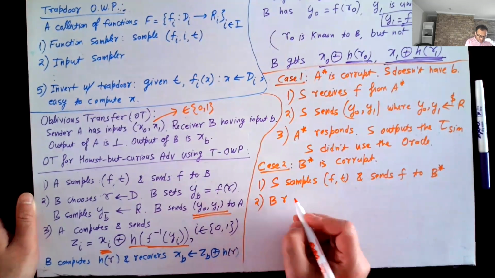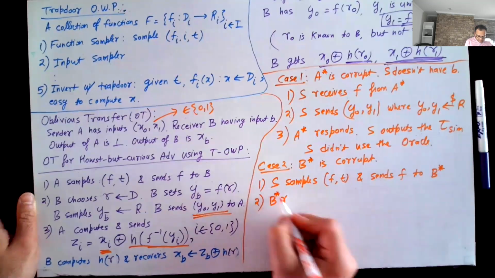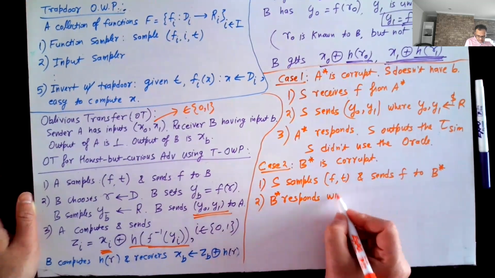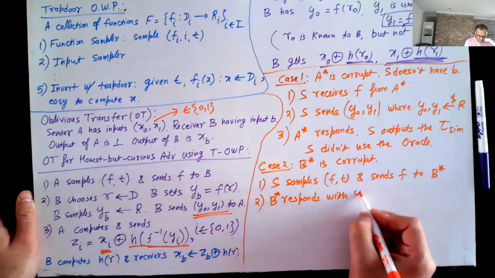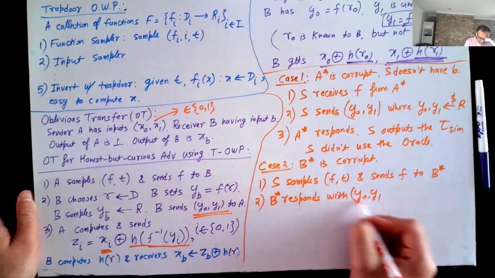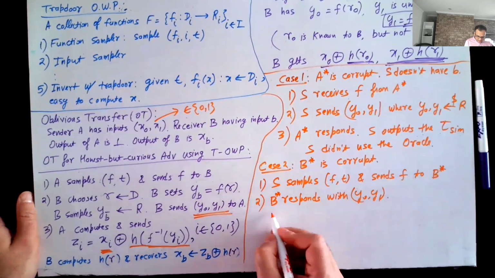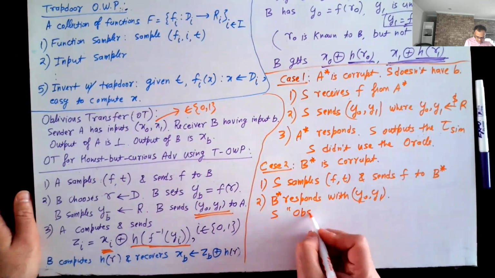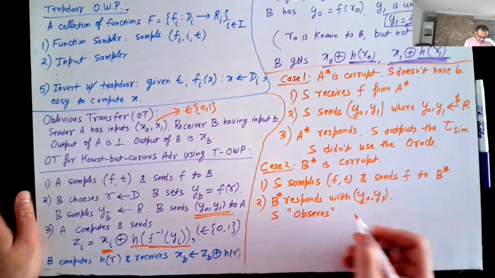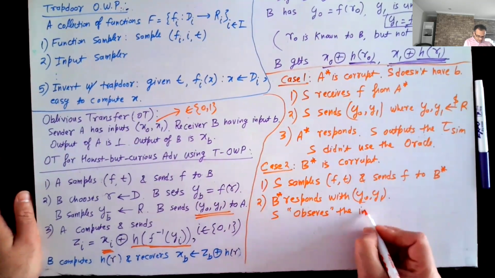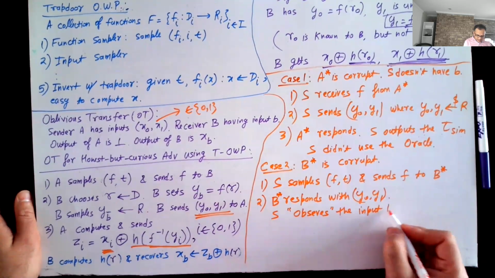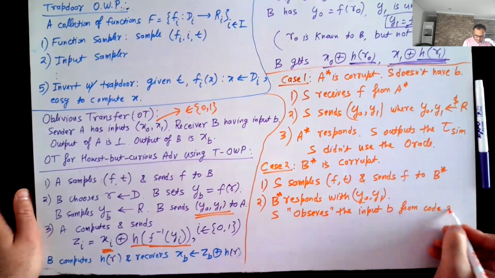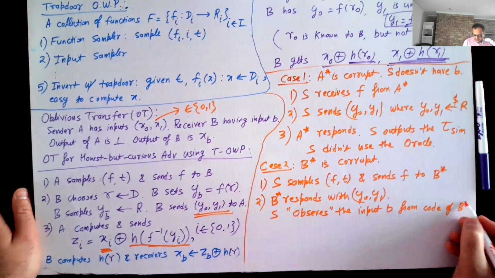And remember that B star is semi-honest. So B star responds with Y0 and Y1. And here's the key point. S observes the input B from the code of B star.